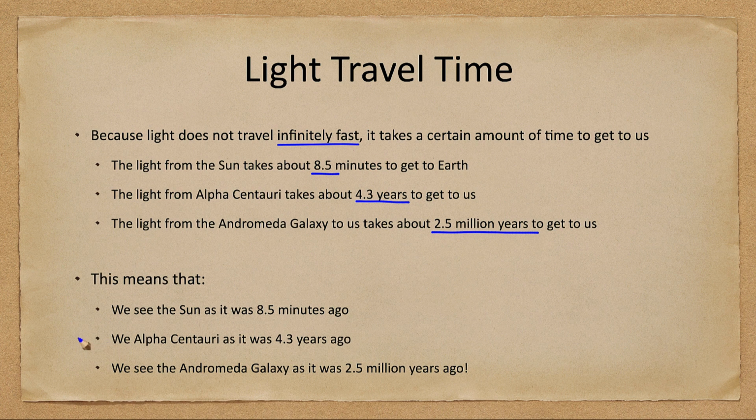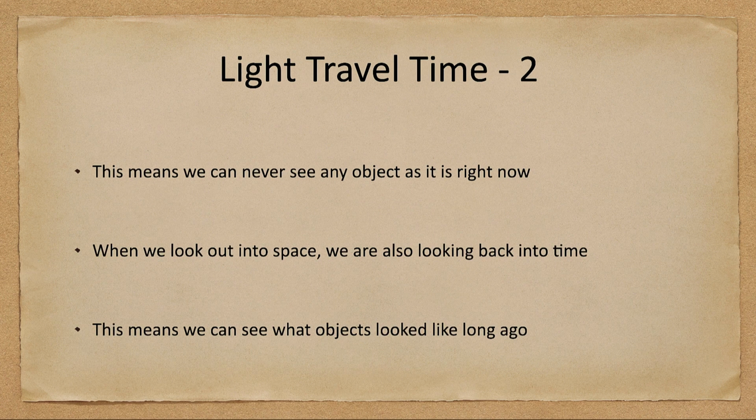What that means is we don't see anything in astronomy as it is right now. The Sun we see as it was 8.5 minutes ago. Has it changed in 8.5 minutes? Very unlikely. We see Alpha Centauri as it was 4 years ago. Stars don't change in just 4 years, so it's going to be essentially the same. Even a galaxy 2.5 million years ago is essentially unchanged. Andromeda probably still looks almost exactly as we see it today. But it does mean that we never see anything exactly as it is right now. We never see that object as it is at this instant.